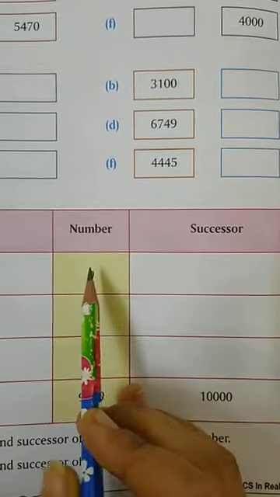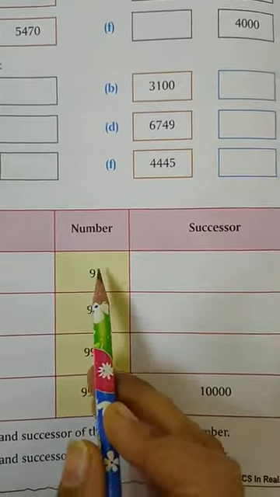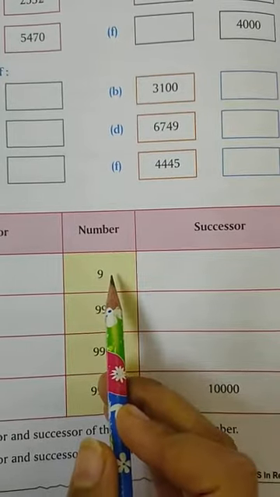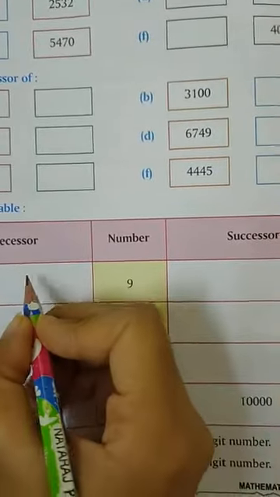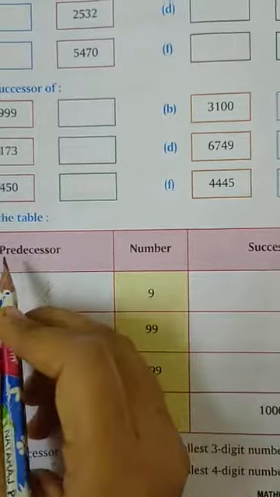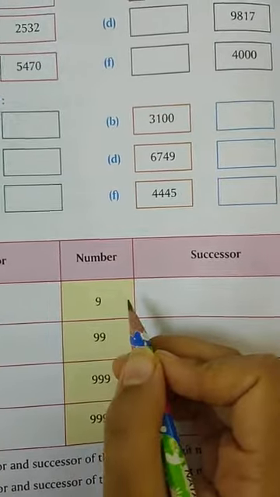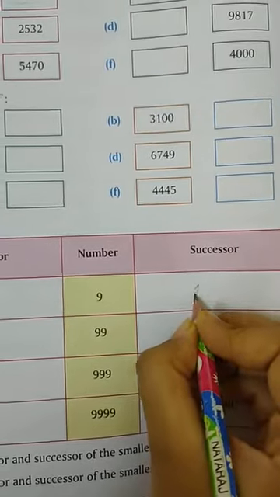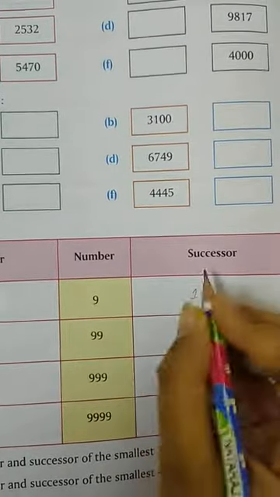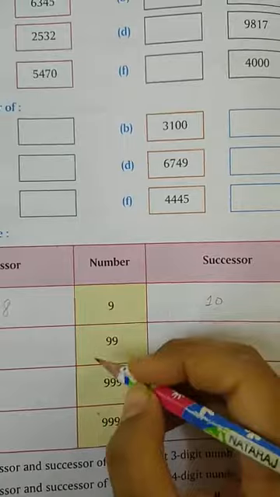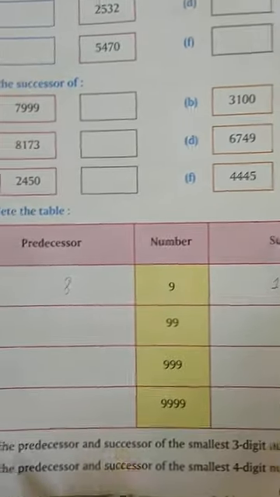How do we find out? It is very easy. This is 9. What comes just before 9? It is 8. So 8 is its predecessor. And what comes just after 9? It is 10. So it is its successor. So try to do this on your own.